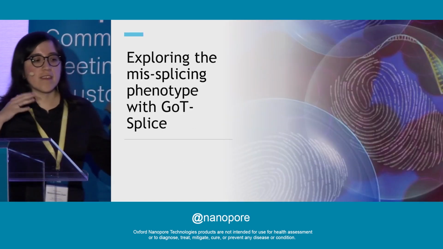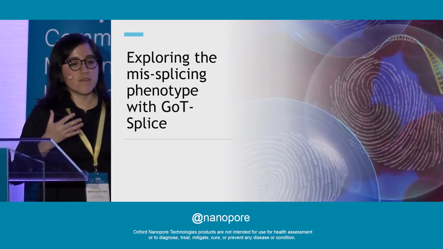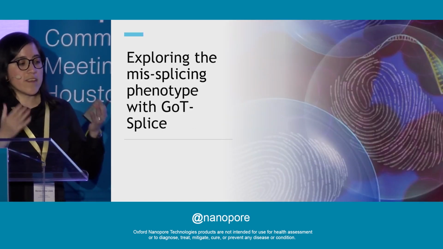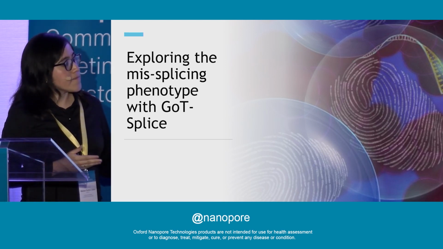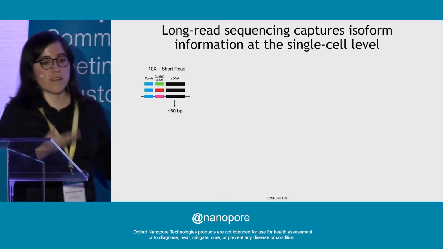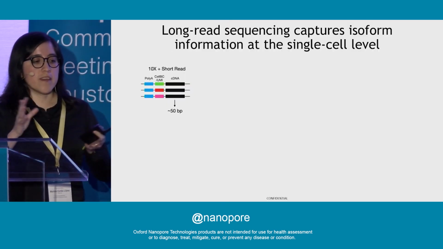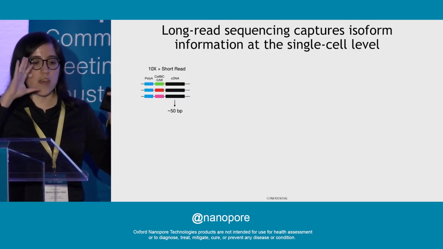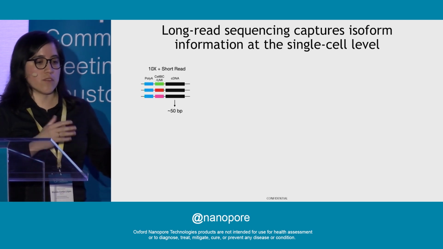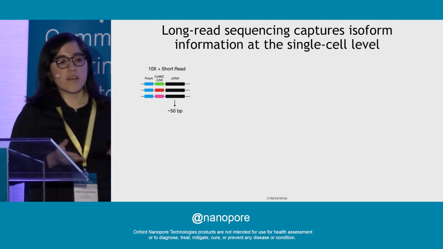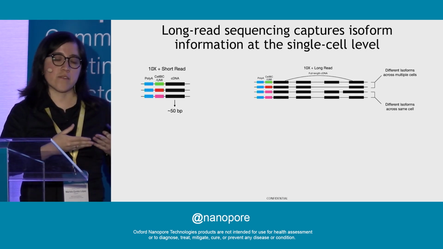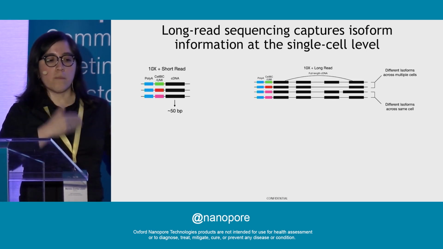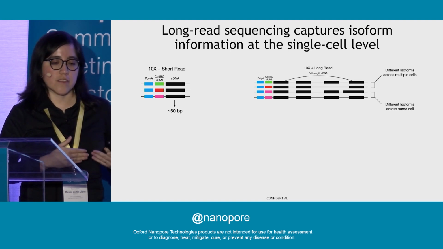But now, looking at this phenotype of alternative splicing, we wanted to see how we can assess this using long reads. Normally with 10x, you will probably have just a fraction of the transcript when you want to look at it. But with the long read, you can now see the full picture, compare different isoforms across different cells, and compare different isoforms across the same cell.